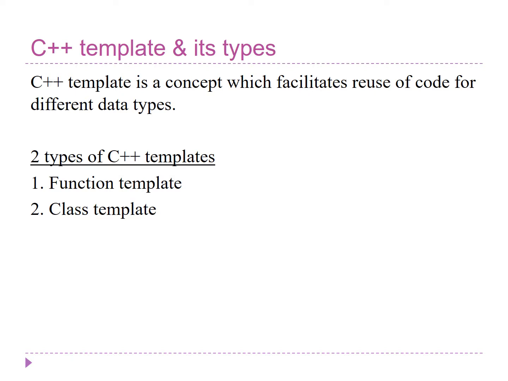C++ template is a concept which facilitates reuse of code for different data types. That is, how we reuse the functions and the classes for different data types. The two types of C++ templates are the function template and the class template.